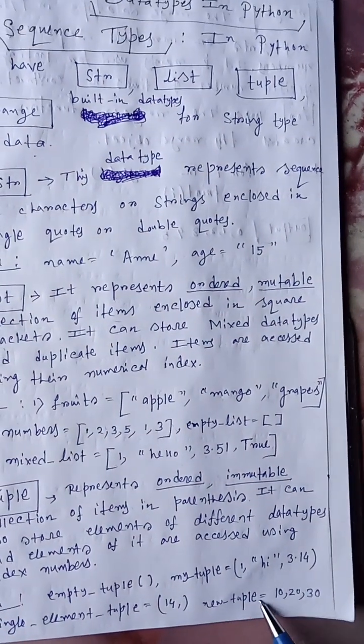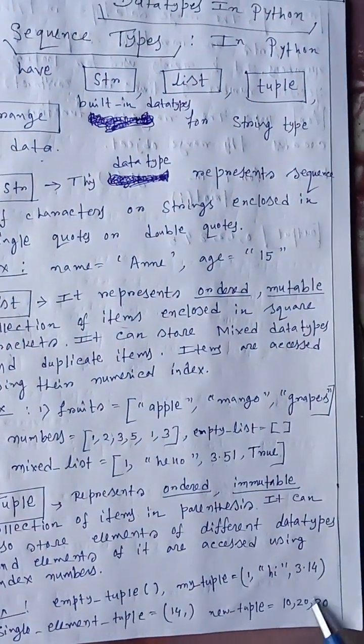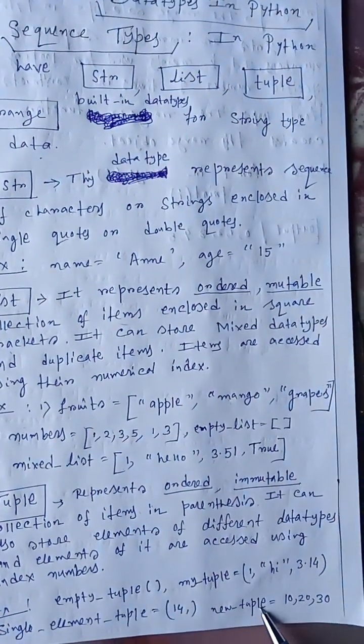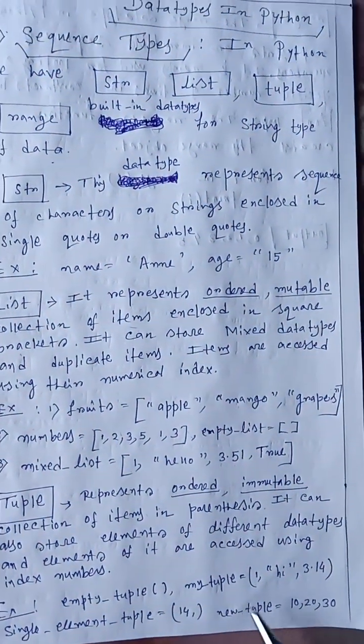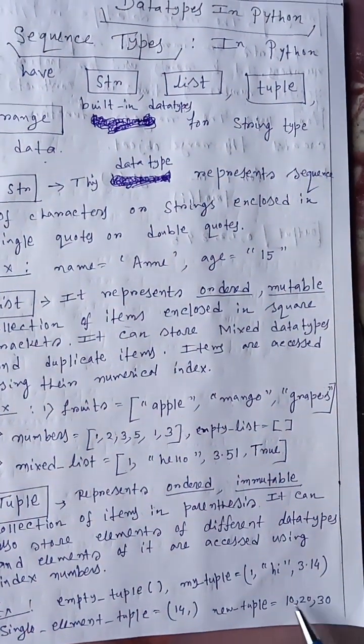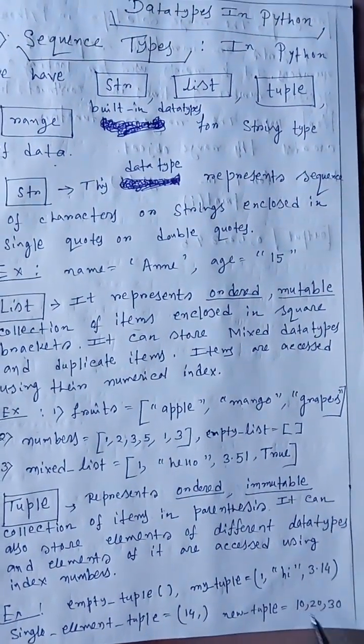Another is new_tuple = 10, 20, 30. It is not a very popular approach to write tuples without using parentheses, but sometimes it is written like that, only using commas. It is also supported and not a fault.